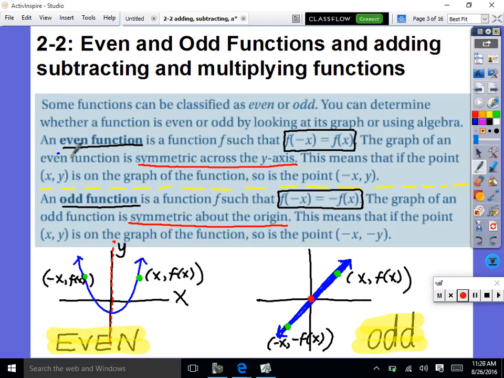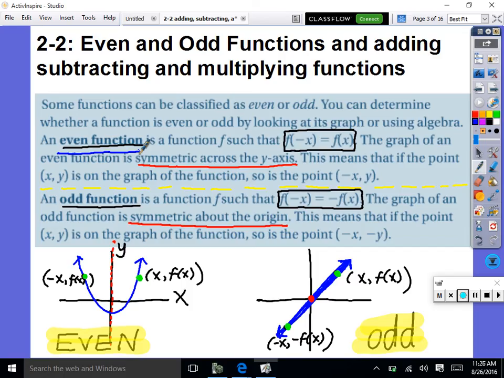An even function is a function f such that f of negative x is equal to f of x. And I'll explain that in just a second. The graph of an even function is symmetric across the y-axis. So that's the first thing you could do. You can graph it. Look, for example, at this picture right here. Do you see how the parabola is symmetric across the y-axis? This would be considered even.